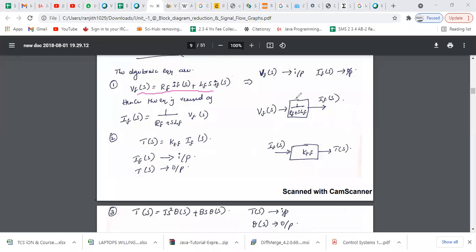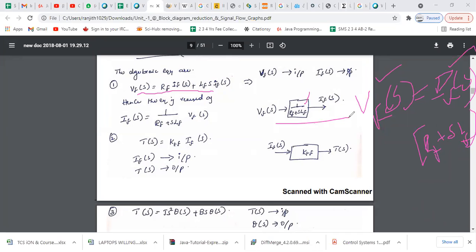VF of S is the input, IF of S is the output. Right, take the common. Now VF of S equals IF of S into RF plus SLF. What is the transfer function now? Output by input: 1 by RF plus SLF. Is it clear? Yes, sir.